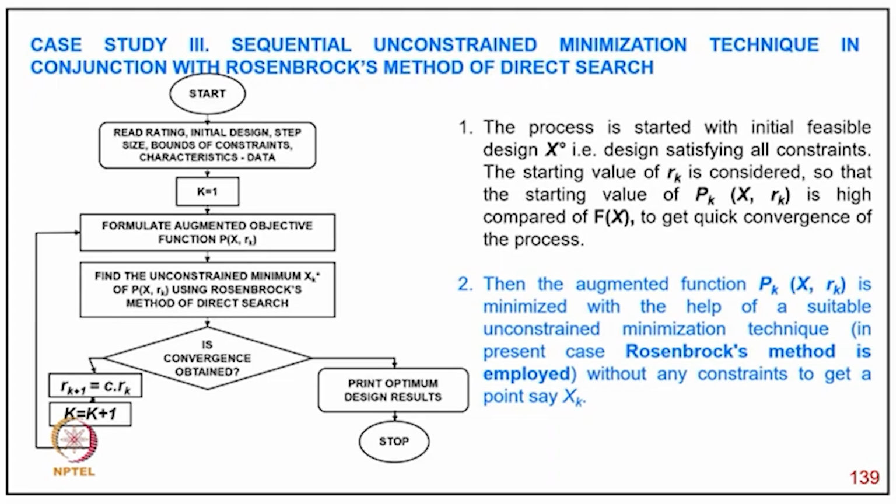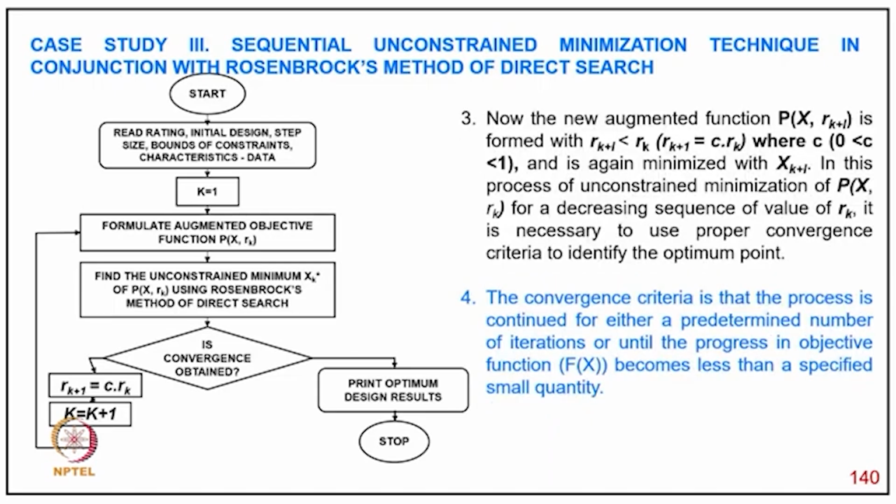So the process started with an initial feasible design and then verifying all the constraints. The starting value of Rk is coordinated, so the starting value of Rk is high compared to Fx to get quick convergence of the process. Then the augmented objective function is minimized with the help of a suitable unconstrained minimization technique, and presently here the Rosenbrock method is taken without any constraint to get the point Xk.